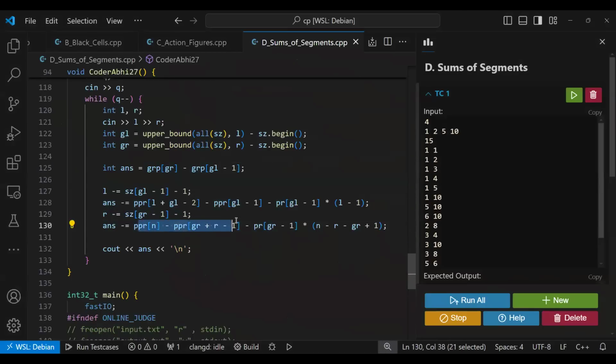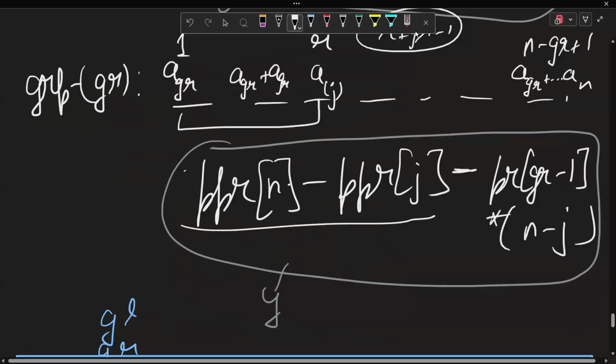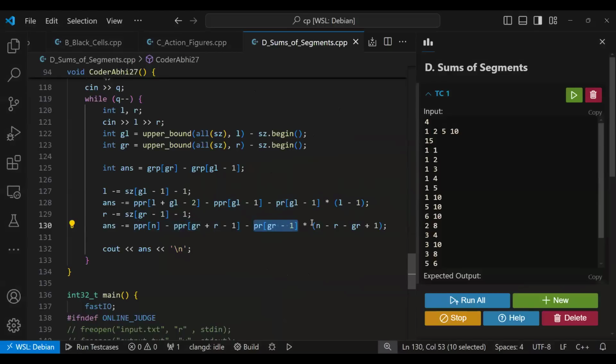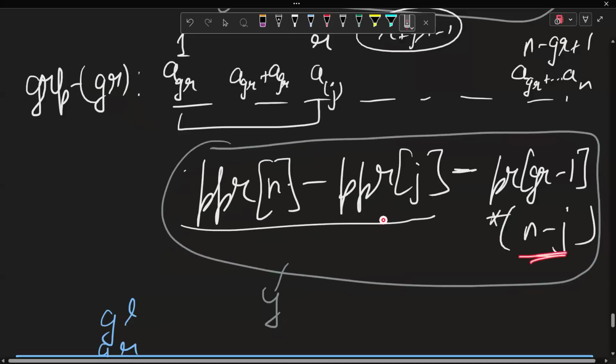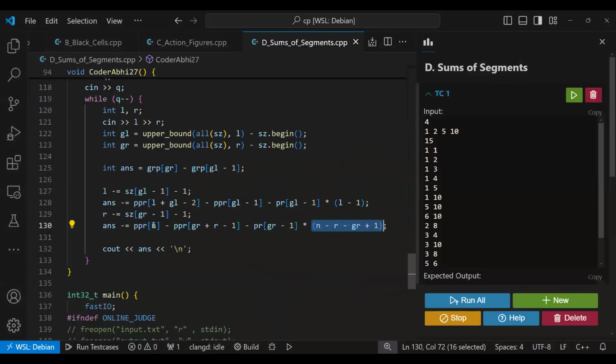So PPR N minus PPR J, this we got. After this, minus prefix sum of GR minus 1 into this length. What was this length? I've written N minus J here, so it's actually the same, N minus this J. So N minus GR minus R plus 1. So this is N minus J only.